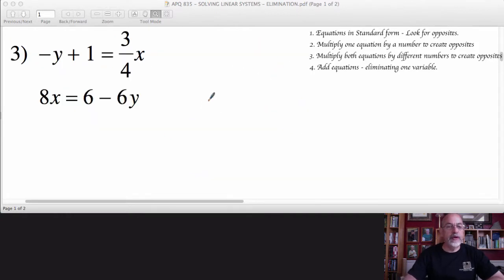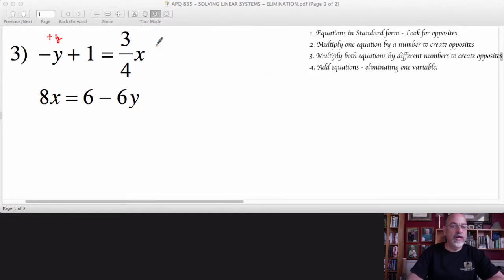On number 3 on our worksheet then, we have our next system. We want to look and see if our equations are in standard form. The first equation is not in standard form. I need the x term and the y term on the same side. So the easiest way to do that is to move this y over here, then I'll have the x and the y on the same side.